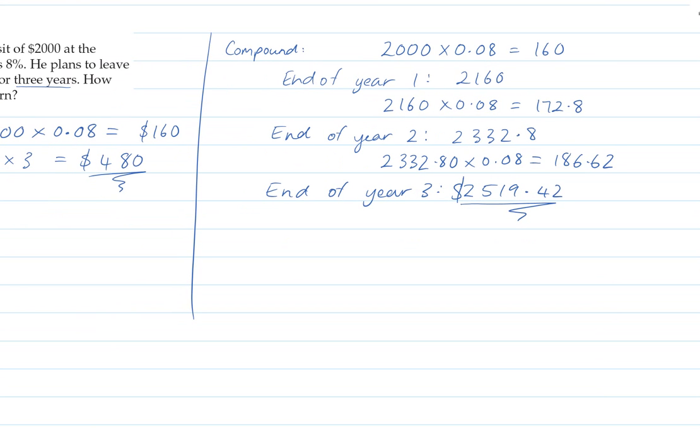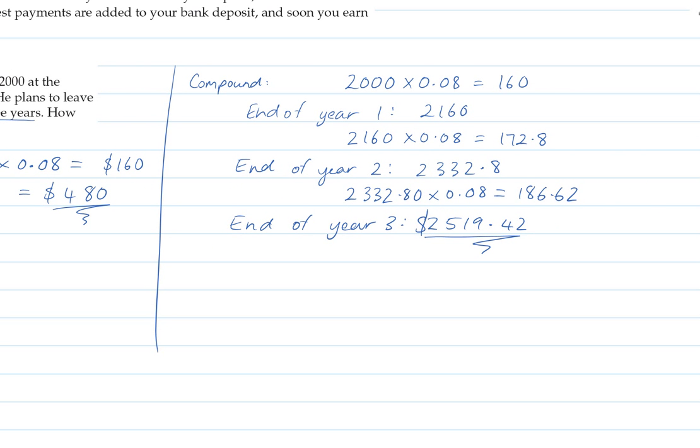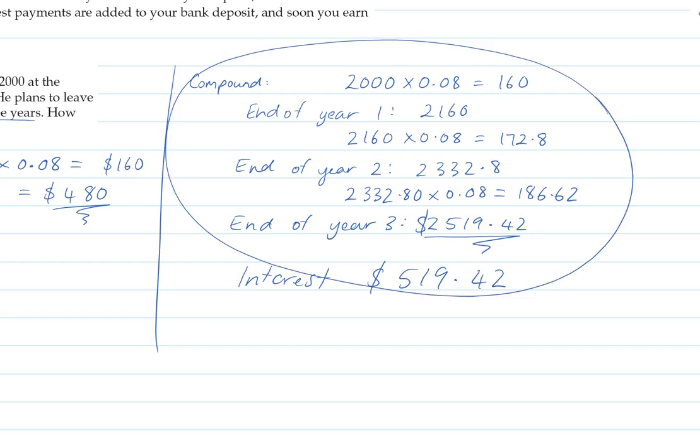Now if you compare that to simple interest, they only got 480. Here he got 519 in interest. So you can see that compound interest is going to be better because you're getting interest on your interest. Okay, now you might be thinking that's a lot of work, and it is.